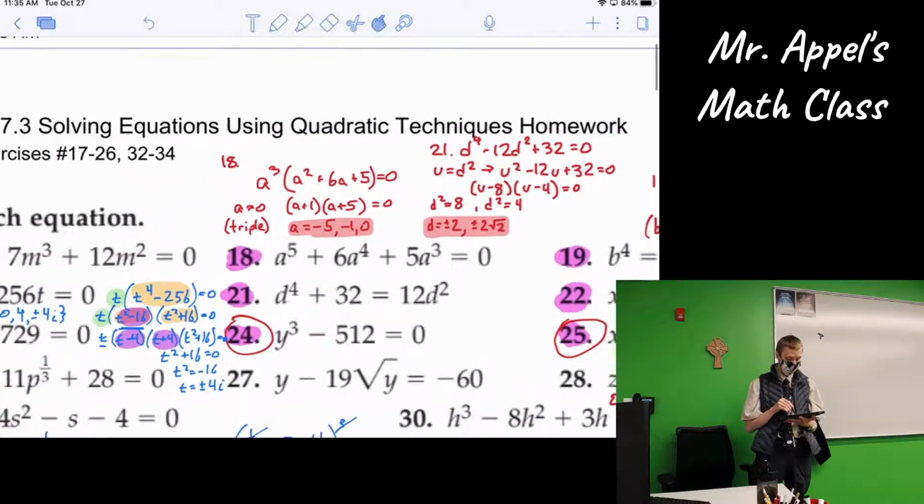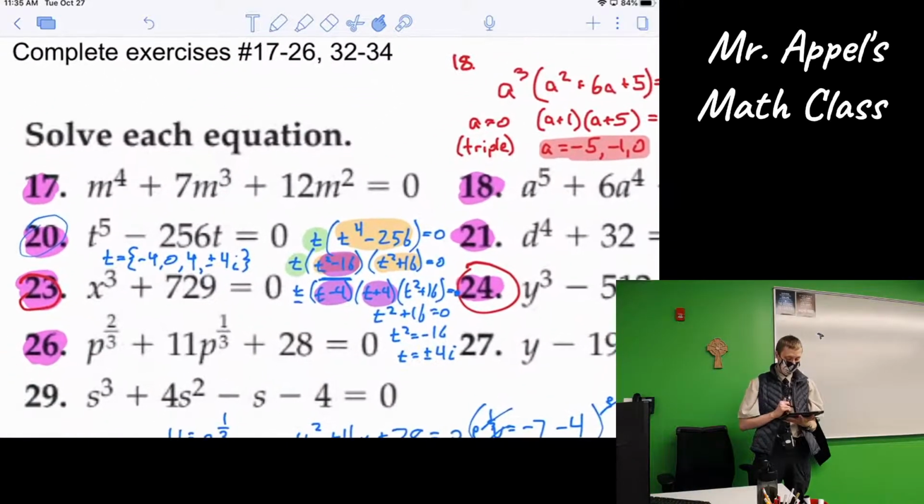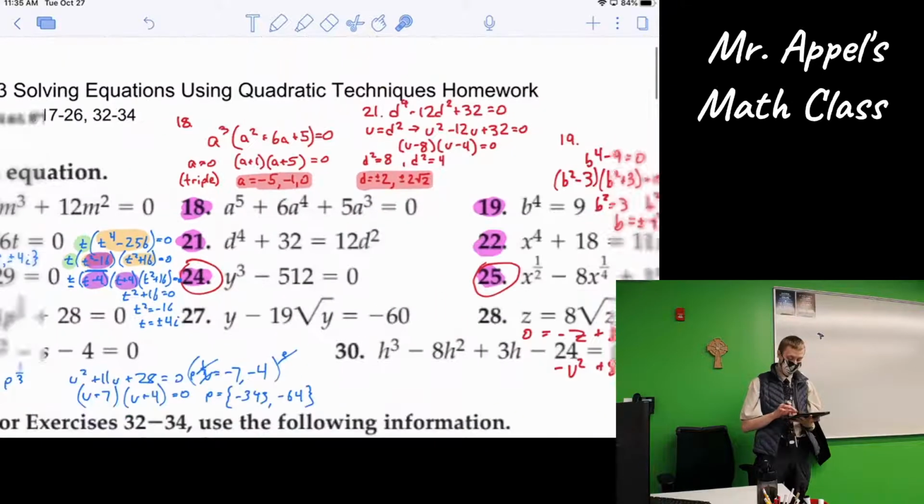And then I think I have 20 right there. Similarly, factor out the t first, and then you have basically the same setup as 19 was. So do all that, and you'll get down to positive and negative 4 and positive and negative 4i in this case, plus the 0. And we did 21.